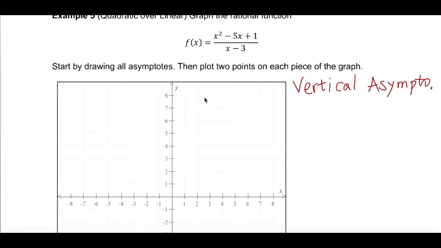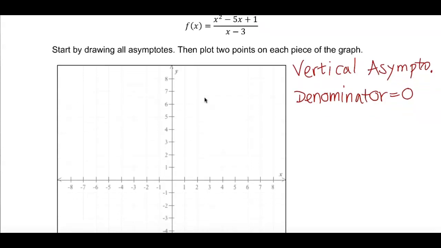Vertical asymptote, okay. That happens when the denominator is equal to 0, right? But we need to make sure that that factor doesn't get canceled out with the numerator. Check and see if the numerator can be factored. The only pair that will multiply to be 1 is 1 times 1, but they will not add up to -5, so we do not have to worry about a hole here.